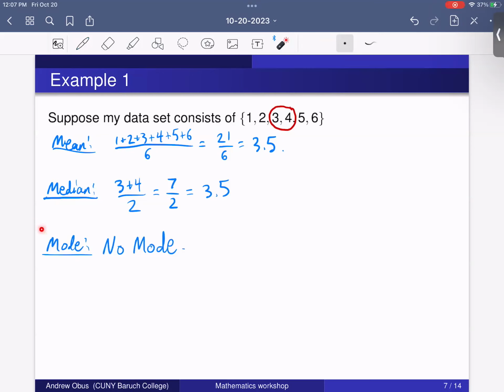Okay, so this is a basic example of how to do these calculations. Any questions on this example? We're going to get to more difficult ones.